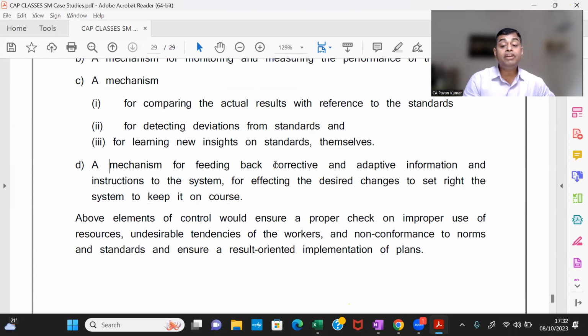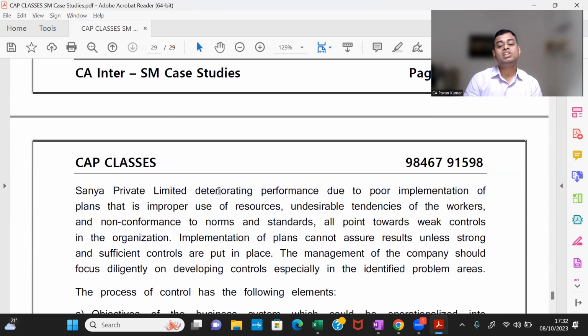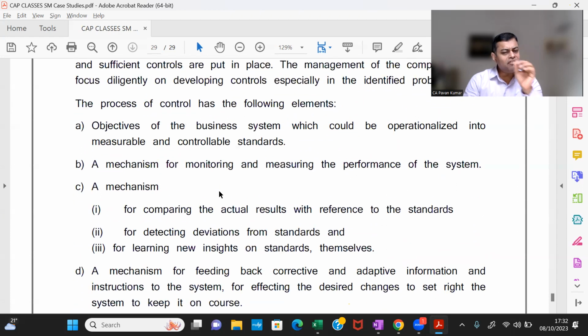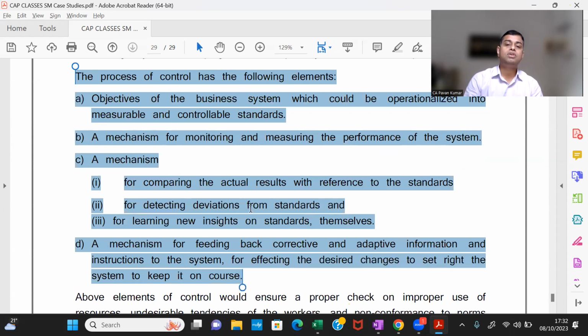A mechanism for feedback, corrective and adaptive information, and instructions to the system for effecting the desired changes to set right the system to keep it on the course. This is called control. Isn't it quite relevant for a student? So if you are a student who is not having control, or who is having difficulty in implementing the plans because you are not disciplined, this answer is a slap on the face.